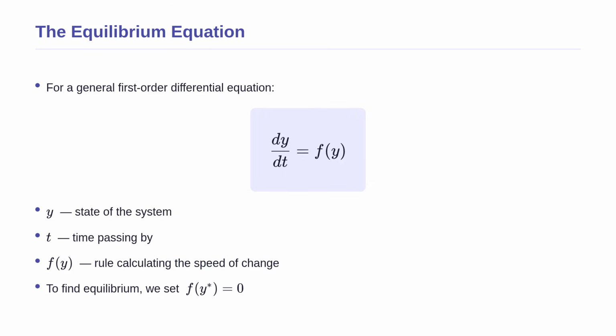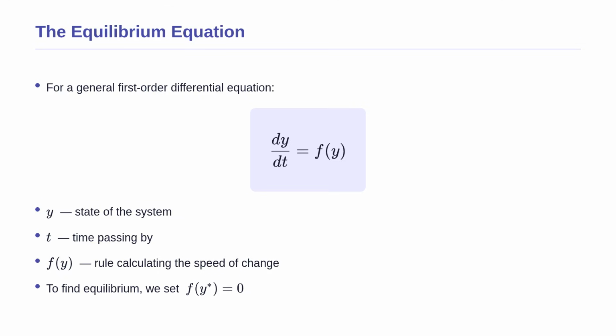We start with a general first-order differential equation written as dy/dt = f(y). Here, y represents the state of our system, like a population or temperature. The variable t represents time. The derivative dy/dt measures exactly how fast y is changing, and f(y) is the mathematical rule that calculates the speed. To find the equilibrium points, we introduce a special fixed value called y*.